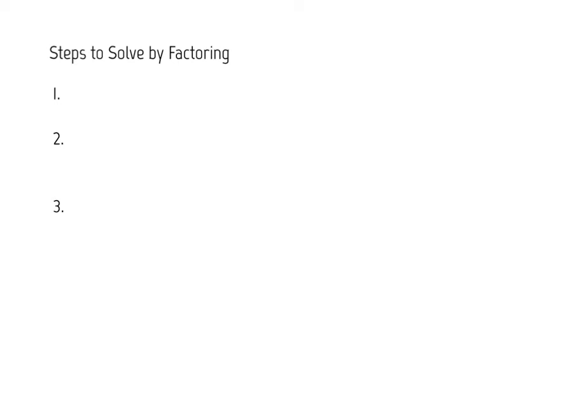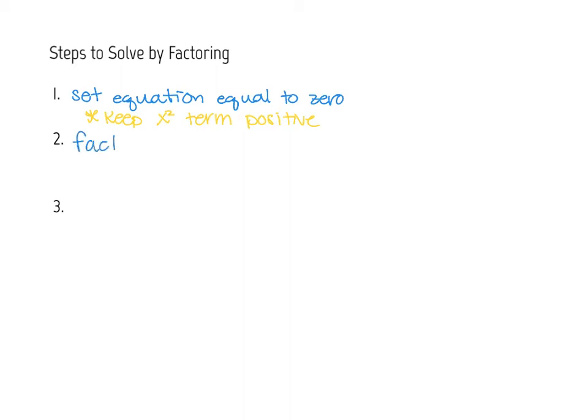Well, the first step in order to solve by factoring is to set the equation equal to 0. When we set the equation equal to 0, we want to make sure of one thing. It is much easier if we can keep the x squared term, whatever it happens to be, positive. Then we don't have to factor out a negative when we go to factor, which brings me to step number 2. Step number 2 is to factor the polynomial completely.